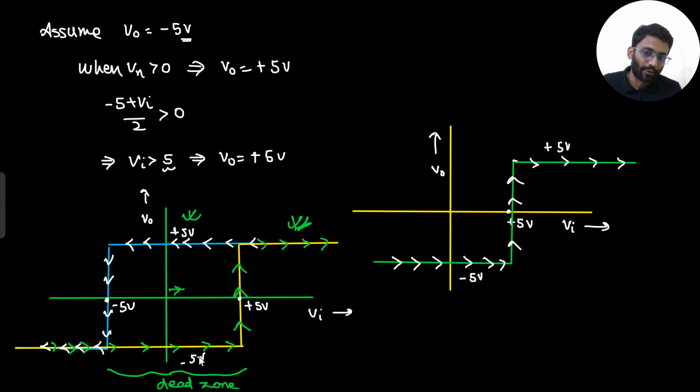That means this graph will be followed. So my output will be minus 5. Are you getting this point or not? So this is how you study a hysteresis curve. This curve is known as hysteresis curve. So this is how you study a hysteresis curve.